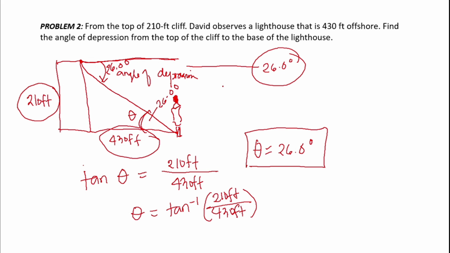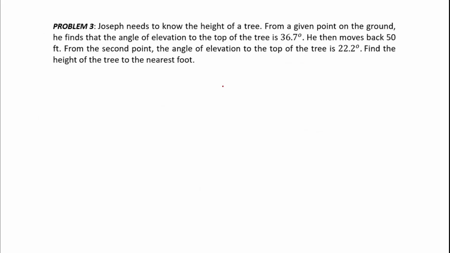Let's proceed with problem number 3. Joseph needs to know the height of the tree. From a given point on the ground, he finds the angle of elevation to the top of the tree is 36.7 degrees. He then moves back 50 feet. From the second point, the angle of elevation to the top of the tree is 22.2 degrees. Find the height of the tree to the nearest foot.